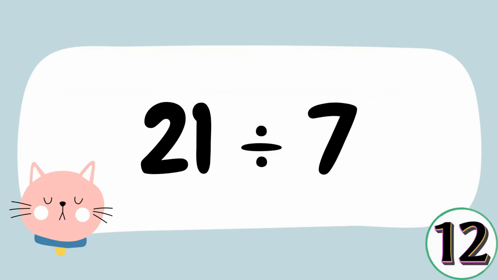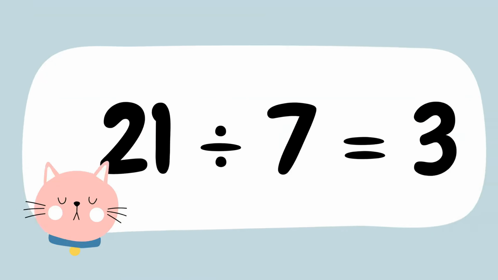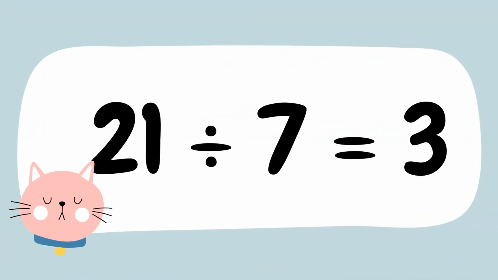What is 21 divided by 7? The answer is 3. 21 divided by 7 is 3.